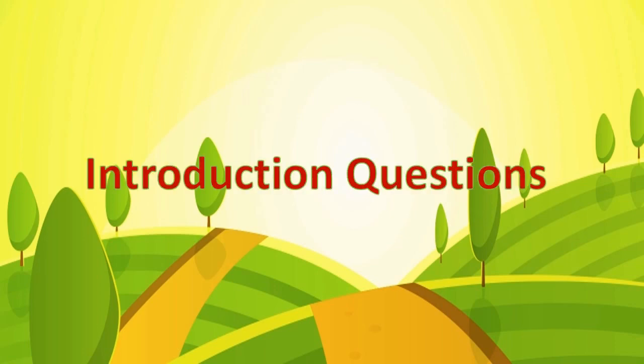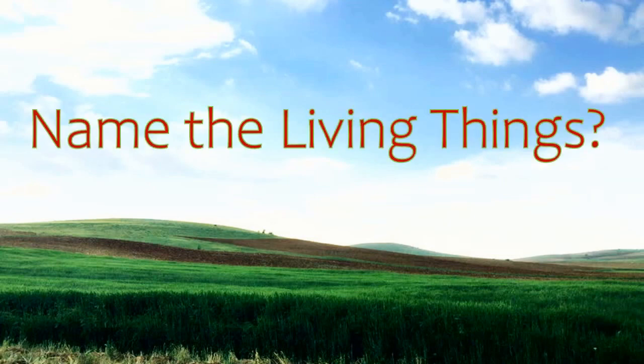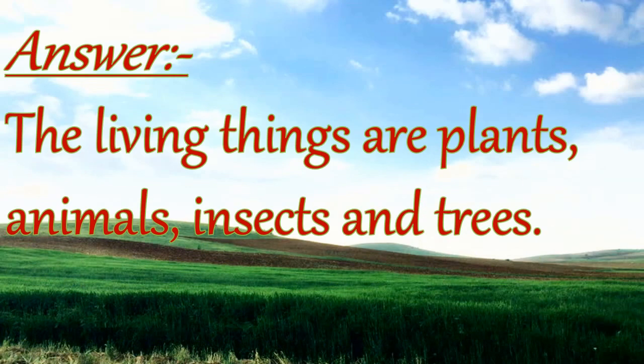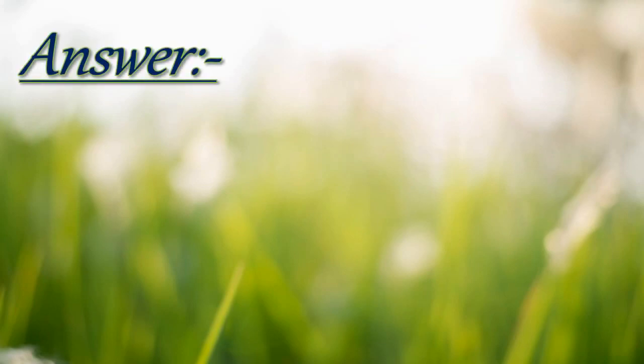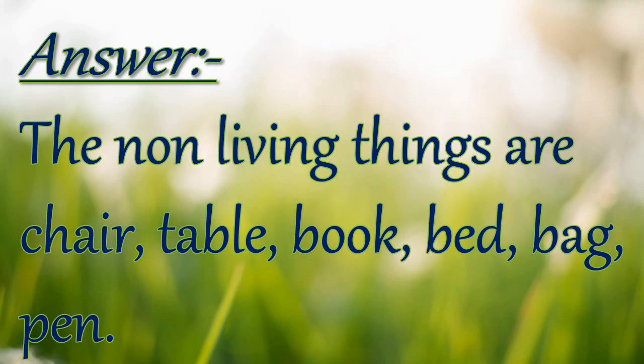Before starting with the topic, I would like to ask few questions. Name the living things. Answer. The living things are plants, animals, insects, and trees. Name the non-living things. Answer. The non-living things are chair, table, book, bed, bag, pen.